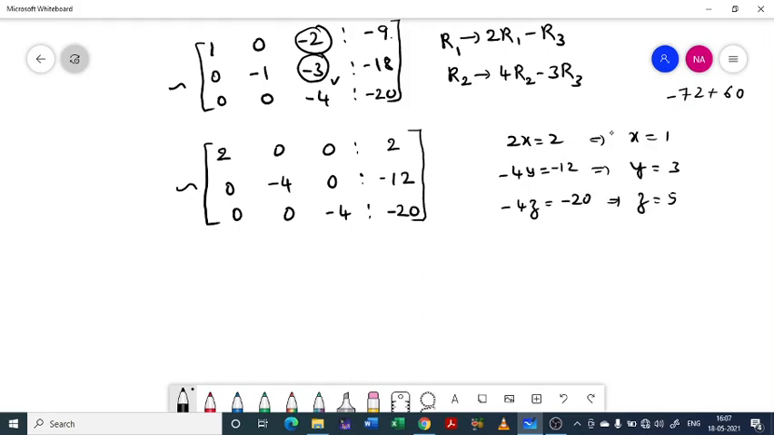So the required solution is 1, 3, 5. The required solution is 1, 3, 5. Yes, problem D.